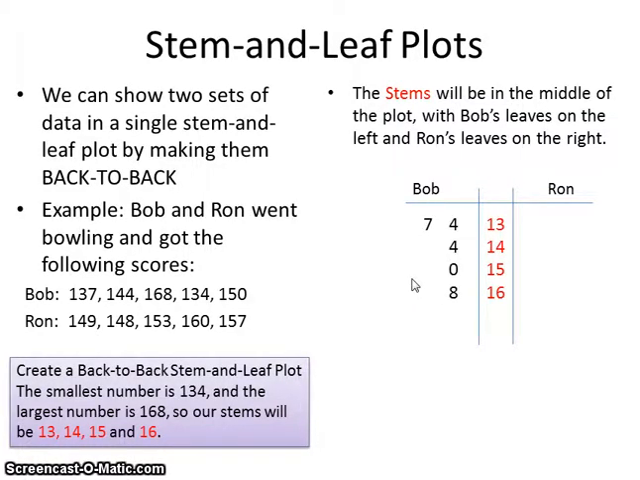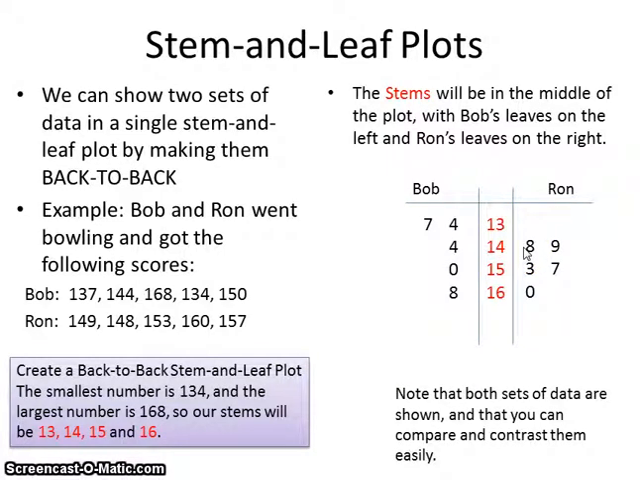Let's take a look at Bob's numbers. Bob's numbers go out to the left. So I have 134, 137, 144, 150, 160. Ron's numbers are going to go out to the right. He doesn't have any in the 130s, 148, 149, 153, 157, and 160. Notice that the numbers always go from smallest to largest on both sides. Note that both sets of data are shown and that you can compare and contrast them easily.